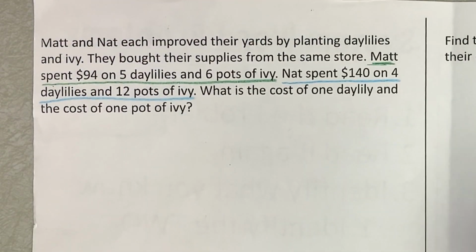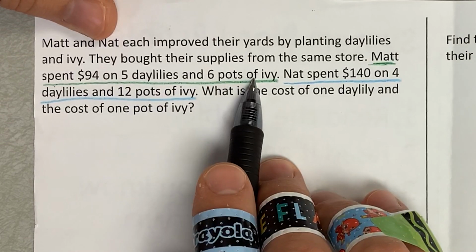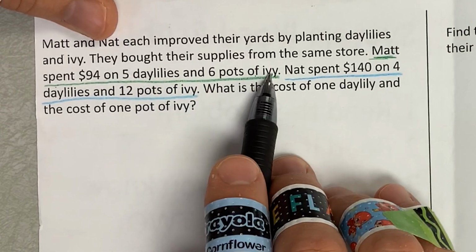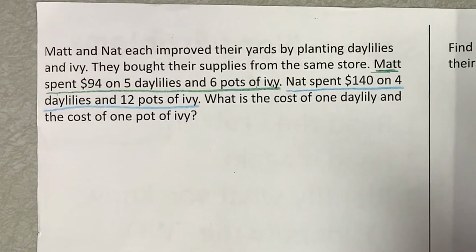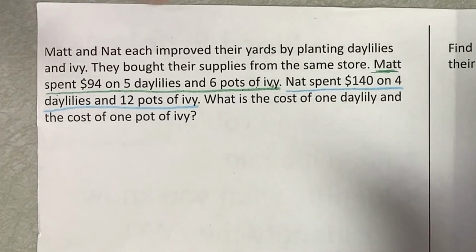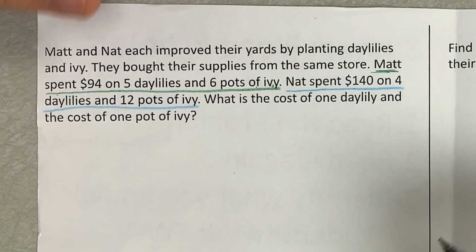Now notice my unknowns. These talk about daylilies and pots of ivy. I don't know how much they cost. Same thing with Nat. It talks about daylilies and pots of ivy. That's an unknown. So it looks like that is going to be my shared two unknowns between these two. So let's say I'll use D for daylilies and I for ivy. Let's jump right into this.